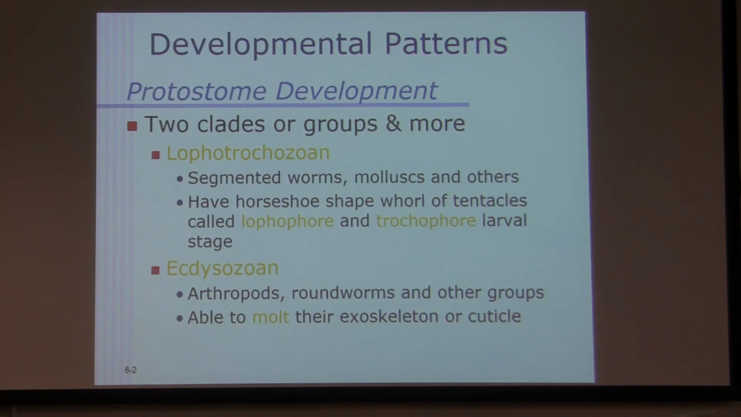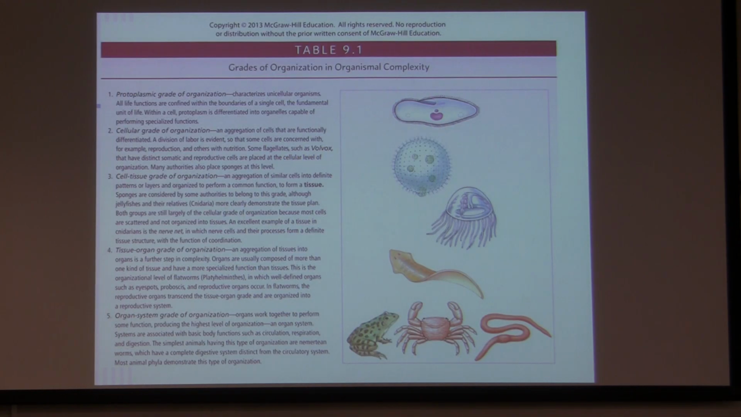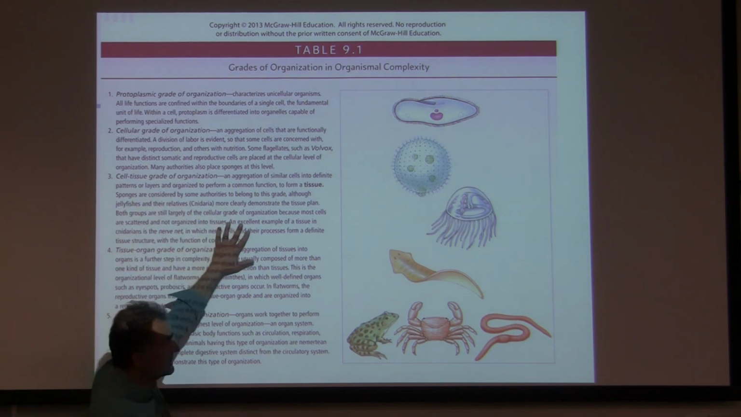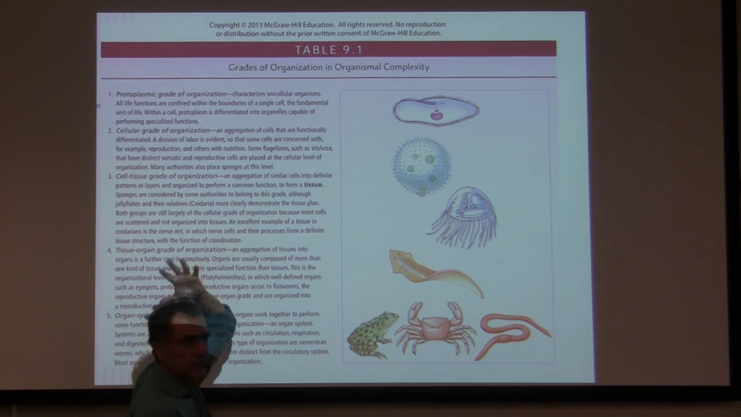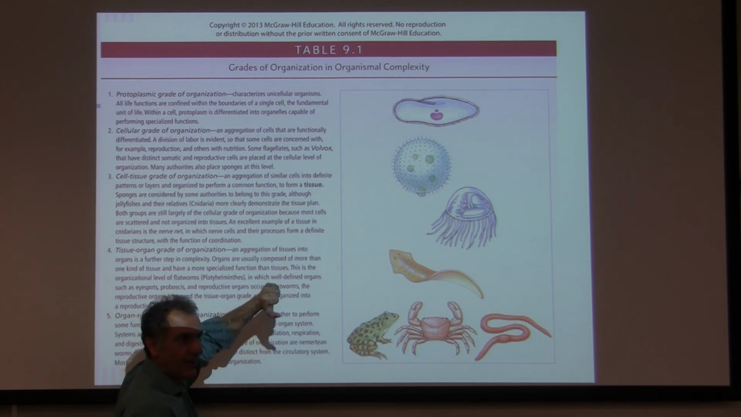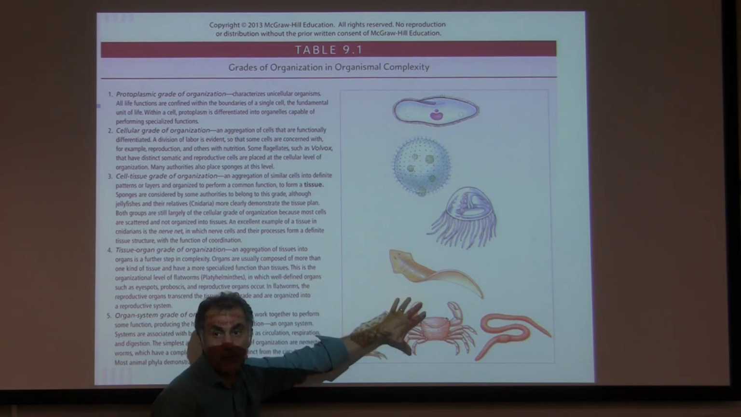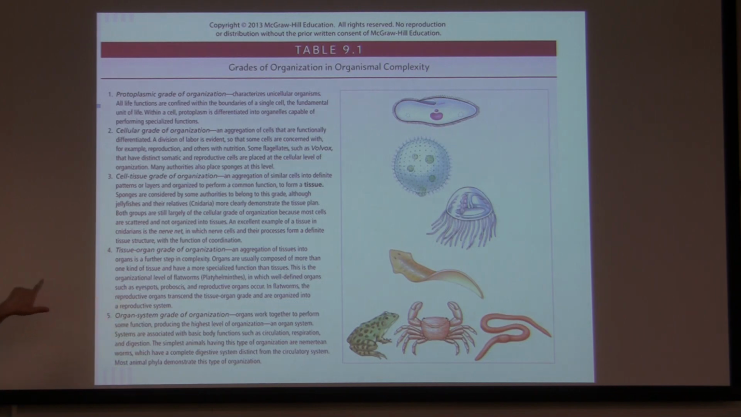I just talked about 2 clades. There are more, but anyhow. Here it is. I'm not going to read it, but this is in your textbook. It has examples of the 5 grades. Sorry, I'm getting them mixed up now. There are 5 grades mentioned in your textbook, and here are the pictures.